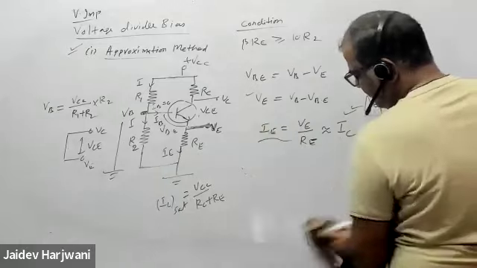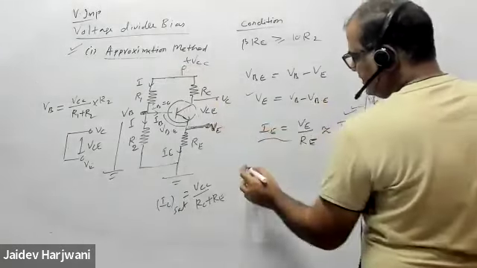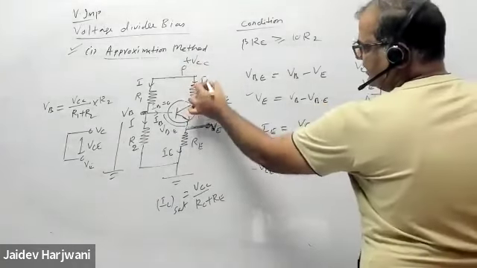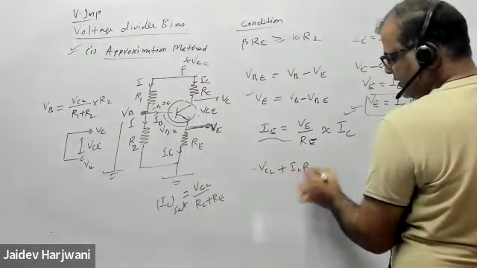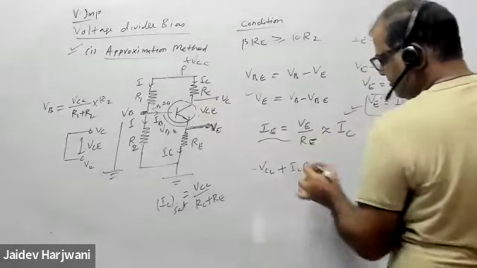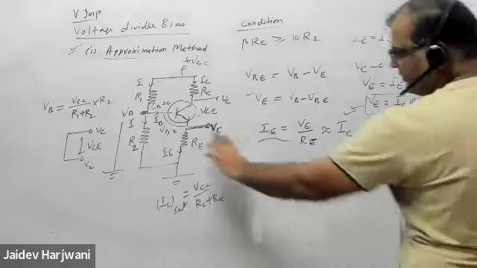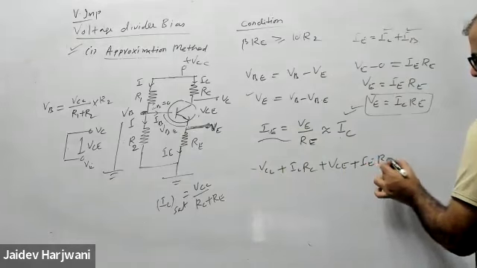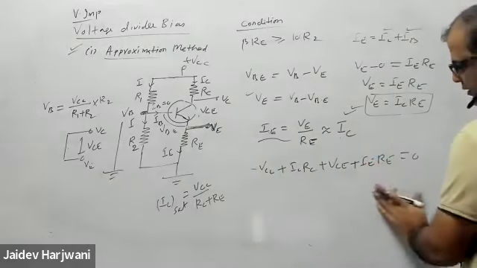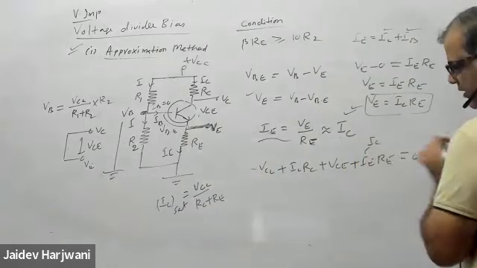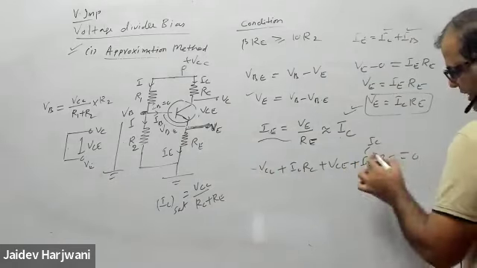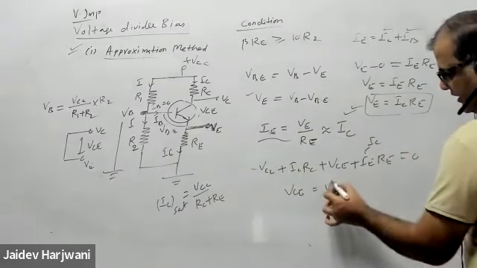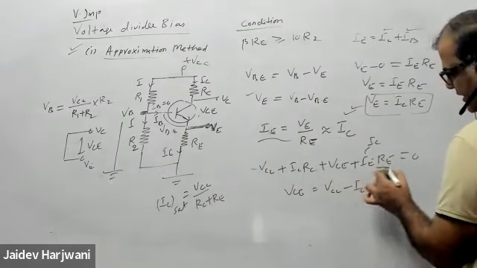In last question what we did, if you want to do, you apply KVL here: minus VCC plus current is here, IC RC, okay, then plus VCE, then plus IE RE. Is that okay? Yes. So this I can write IC. So I can write now VCE is equal to VCC minus IC, common, RC plus RE.